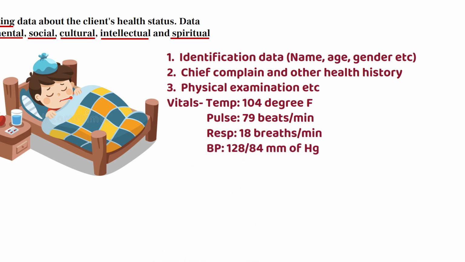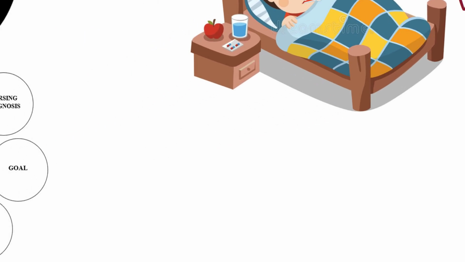Next, we will come to the physical examination. That means head to toe examination. So in the physical examination, suppose we need to collect the vitals: the temperature, pulse, respiration, BP. So here I have given that suppose patient temperature is 104 degree Fahrenheit, pulse 79 beats per minute, respiration 18 breaths per minute, and BP suppose 128 by 84 mm of Hg. So this will come under assessment.